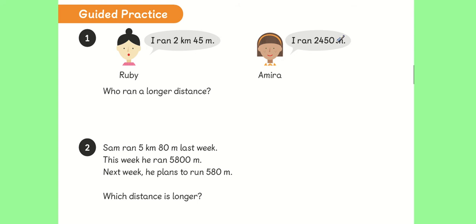Okay, well we know that like our Let's Learn, we need to convert these so that one of them is the same as the other. So let's put this one, Ruby's length, into just metres. So she's got 2 kilometres. I know that 2 kilometres is 2,000 metres. And we need to add on the rest of it, which is 45 metres. 2,000 add 45 is 2,045.